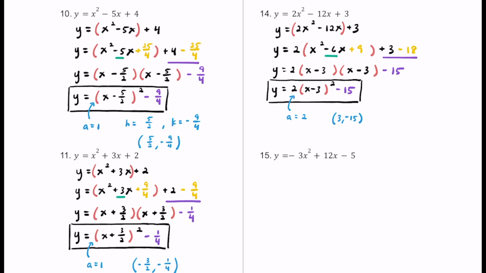From this form, we can see that there is a vertical stretch by a factor of 2. We translated 3 units to the right, 15 units down. We have a vertex at (3, -15), and the AOS is at x equals positive 3.